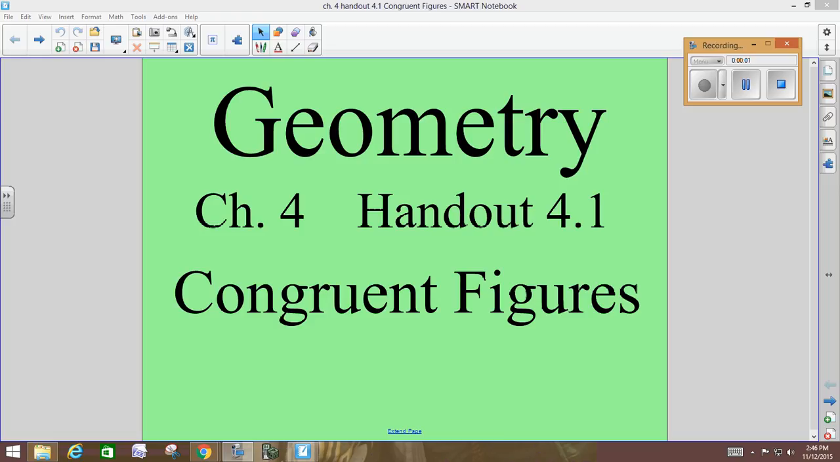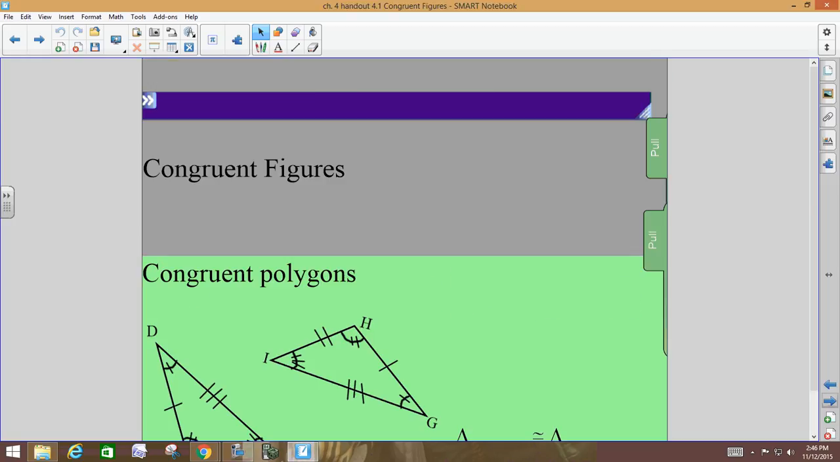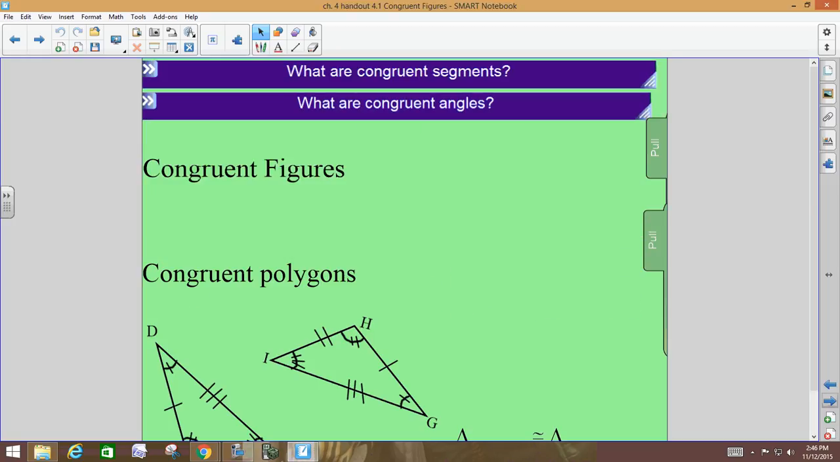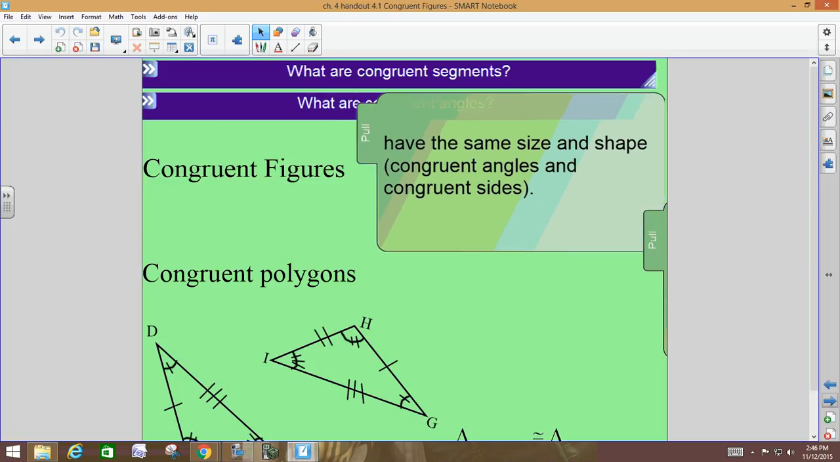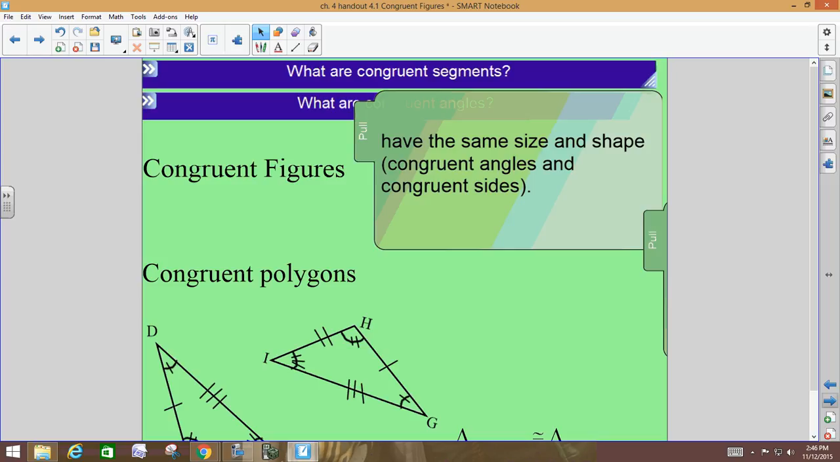Before we can prove triangles congruent, we're going to understand what it means for any figure to be congruent. Congruent figures have the same size and shape. This is below the box there on your notes. Congruent figures have the same size and shape.